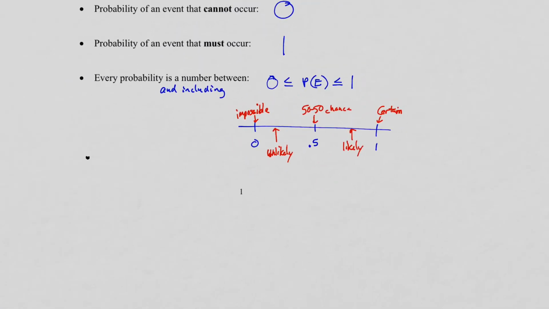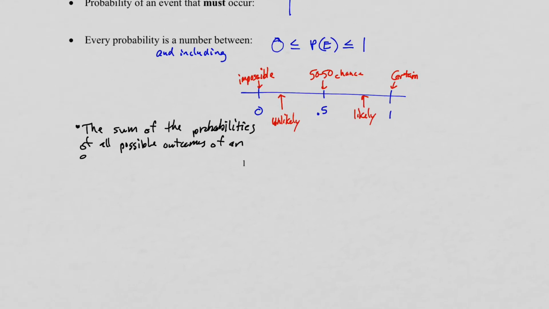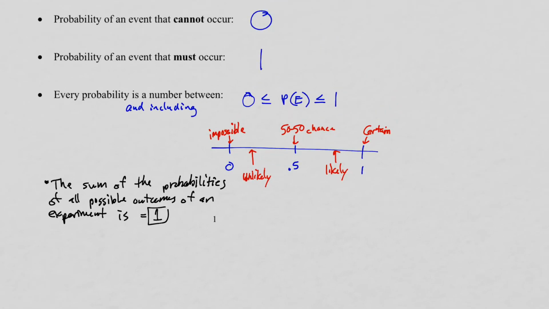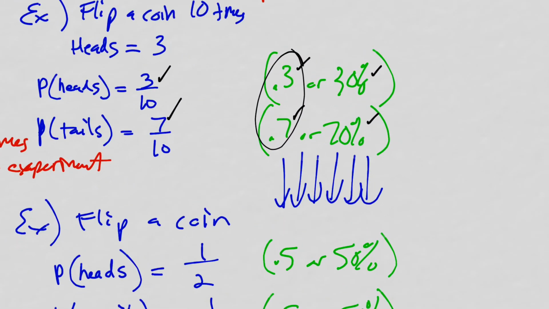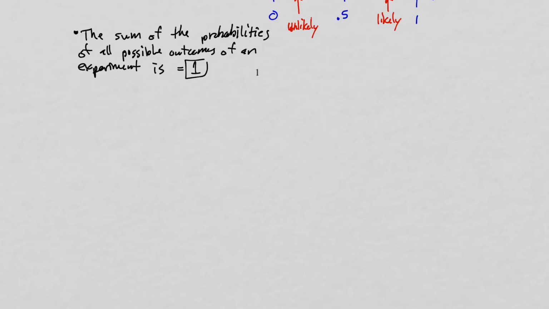The last one that's not included here that I would like to include is that the sum of the probabilities of all possible outcomes of an experiment is equal to 1. So the sum of all the probabilities of all possible outcomes. Out of 10 flips, the sum of my heads and my tails is 1. That's going to actually help us find certain probabilities.